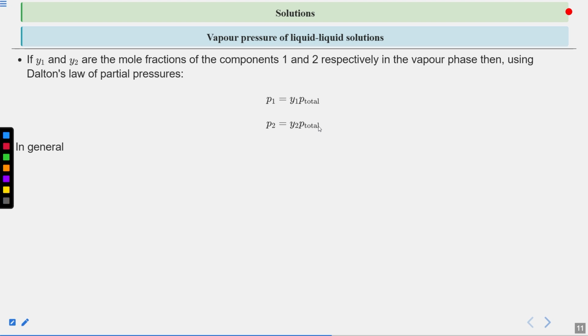Now this can be generalized for a multi-component system and written as: the partial pressure of the ith component is equal to the mole fraction of the ith component in the vapor phase multiplied by the total pressure. Clear? So this equation is very, very important for you, as it is quantifying the concentration of the component 1 and 2 in the vapor phase above the liquid solution. Now moving on to the next thing.